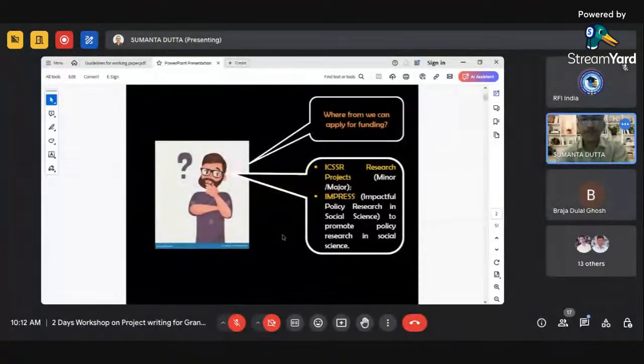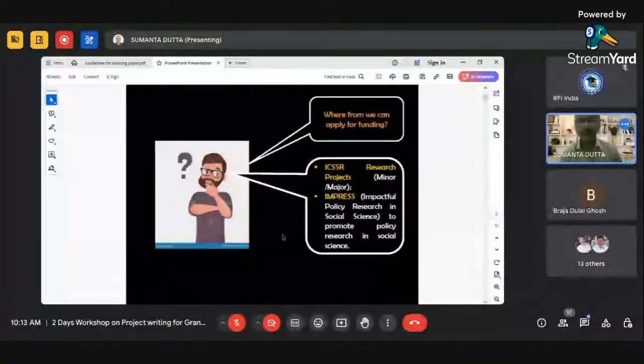Now, see, in the context of social science and humanities, you are thinking about what type of research grant you will get. The suggestion is that initially, if we join, we can start with a minor project. There is also a major project, and funding is provided by the ICSSR from time to time. Minor and major projects are very common among faculty members. In a minor project the amount may be small, while in a major project the amount depends on the nature of the work assigned by the ICSSR.